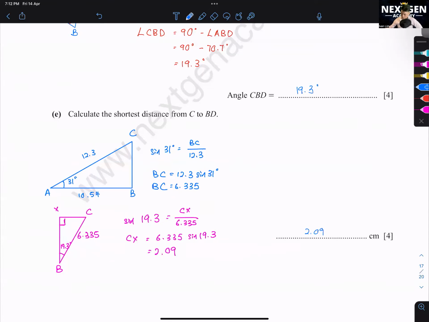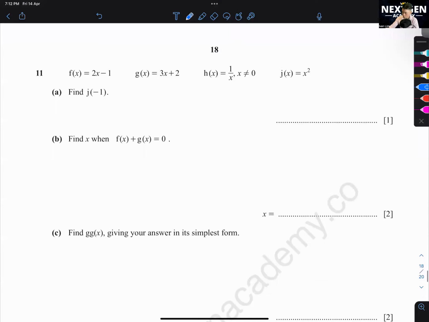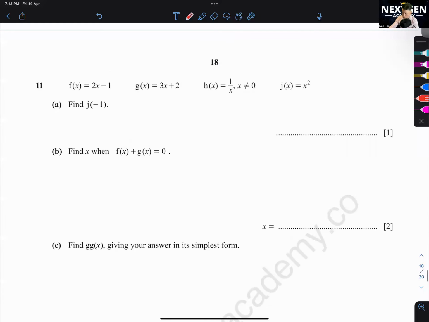Question 11. Okay, find J -1. Okay, so this one is your function. Function, only 3 things that you all need to know. I just write it down over here.